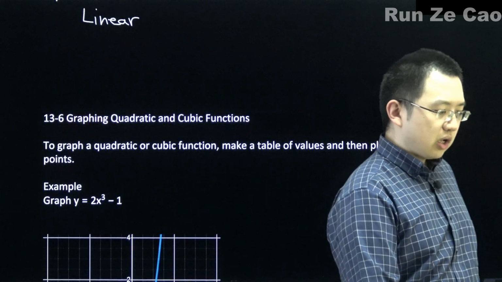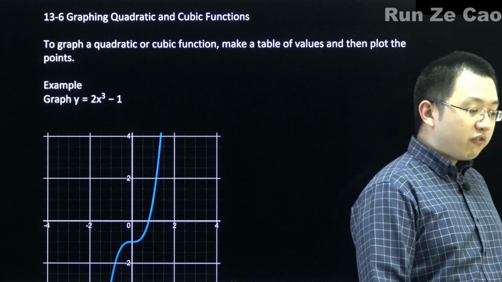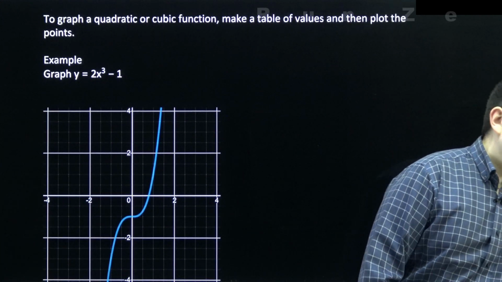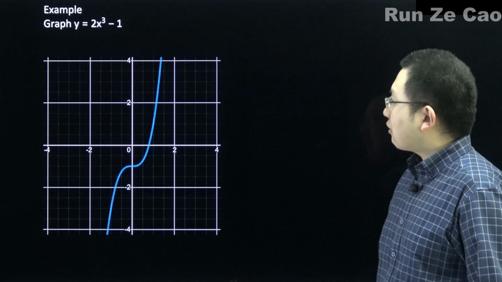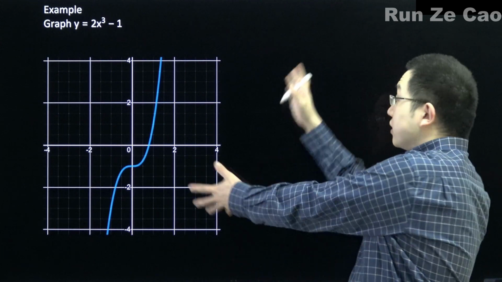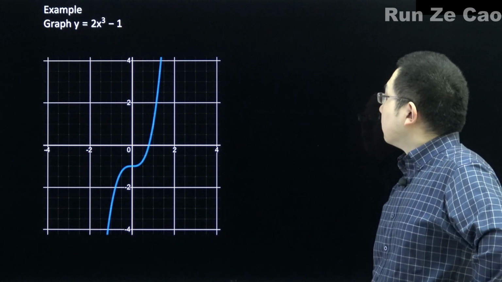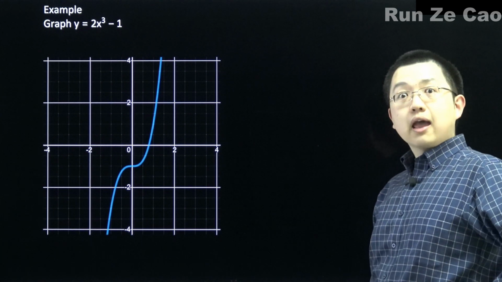All right, what if we want to actually graph these things? Well, we make a table of values and then we plot the points. For example, for y equals 2x cubed minus 1, if we have a graphing calculator, then wonderful. Happiness. Okay? Oh, wait a second. We're supposed to transfer this to a piece of paper. How are we going to do that?